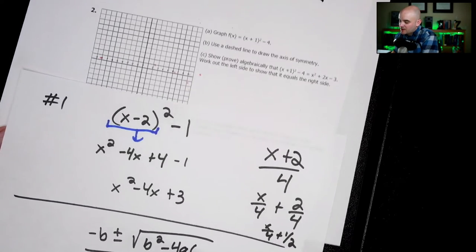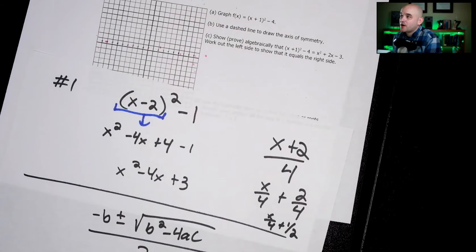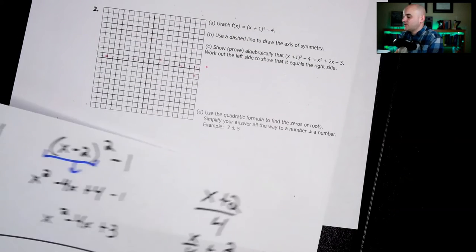Go ahead and try out the next one. Now the next one, number 2, says to graph x plus 1 quantity squared minus 4. So that's what we're going to do next.